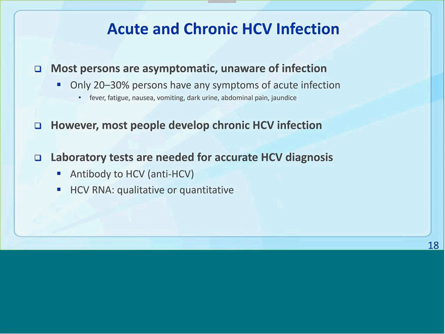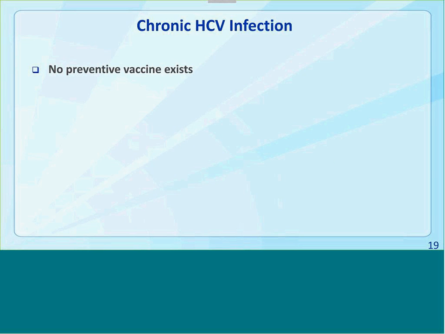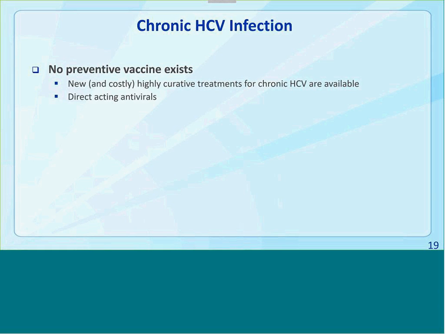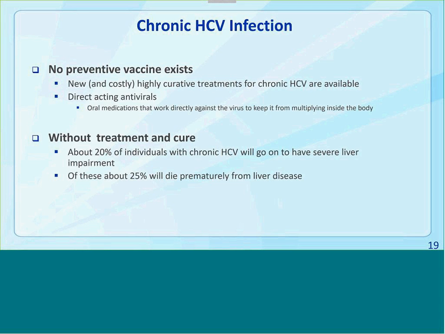The only way to determine if someone is infected is actually to do the test. You can look for the antibody to hepatitis C, or you can look for the RNA virus, either qualitatively or quantitatively. Unlike Hep B, for Hep C no preventive vaccine exists. But there are costly and really curative treatments for chronic HCV that are available, which is wonderful because it's really changed the whole scope of HCV infection. These direct-acting antivirals work directly against the virus to make sure that it doesn't keep multiplying inside the body, so they are really effective.